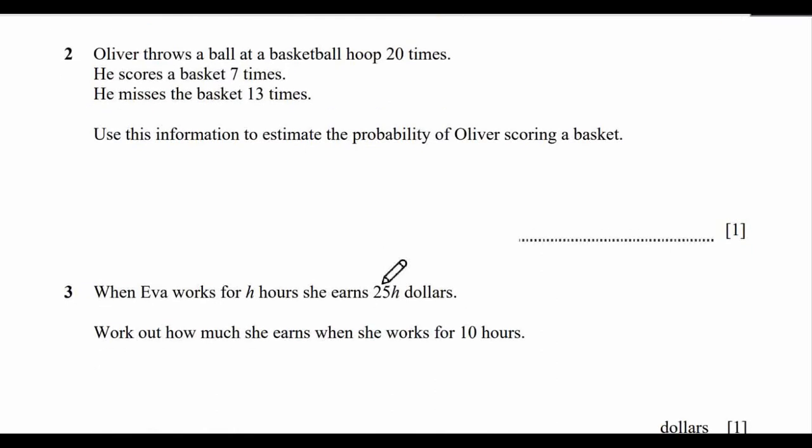Question 2. Oliver throws a ball at a basketball hoop 20 times. He scores a basket 7 times. He misses the basket 13 times. Use this information to estimate the probability of Oliver scoring a basket. Okay, the timer will start now. 10, 9, 8, 7, 6, 5, 4, 3, 2, 1. Then let's check out your answer.